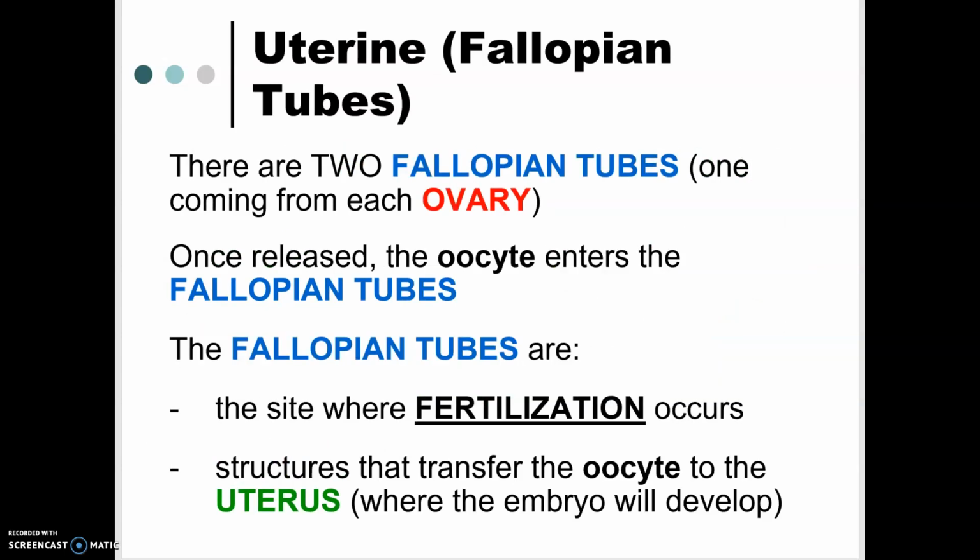Now, the fallopian tubes are paired, so there's one coming from each ovary. Once the oocyte is released from the ovary, it's collected into the fallopian tube by a bunch of cilia movement. And the fallopian tubes are the site of fertilization. So if an egg is released and it's in the fallopian tubes, this is where the sperm will meet the egg and will fertilize the egg and become a developing embryo.